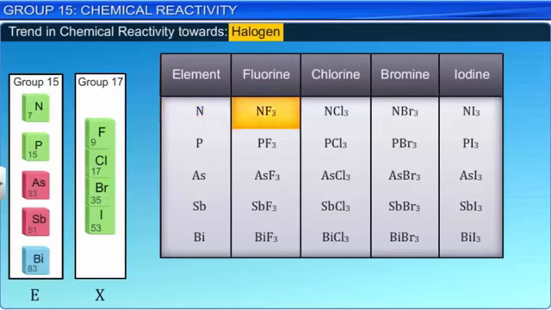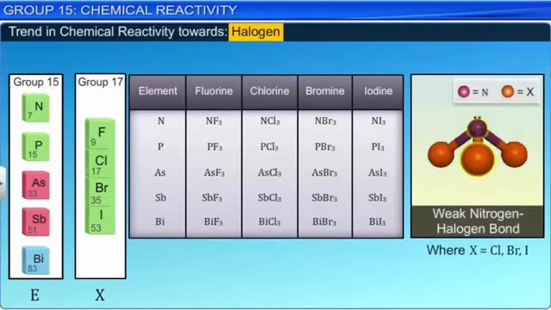Nitrogen trichloride, nitrogen tribromide, and nitrogen triiodide are unstable due to the large difference in the size of the nitrogen and halogen atoms, which weakens the nitrogen-halogen bond.